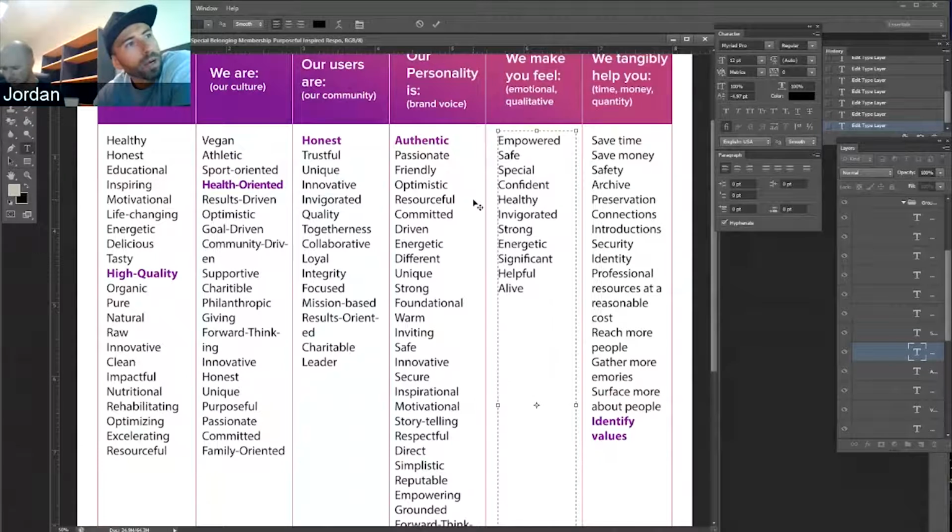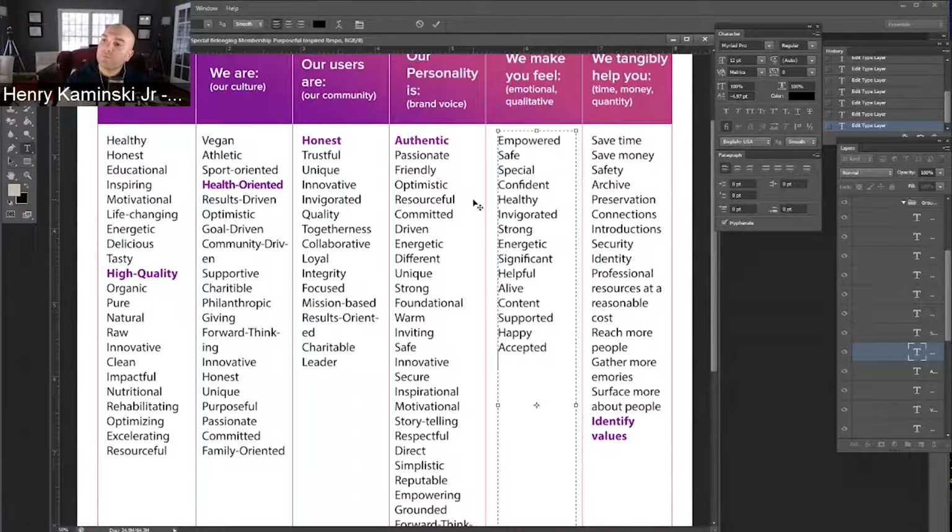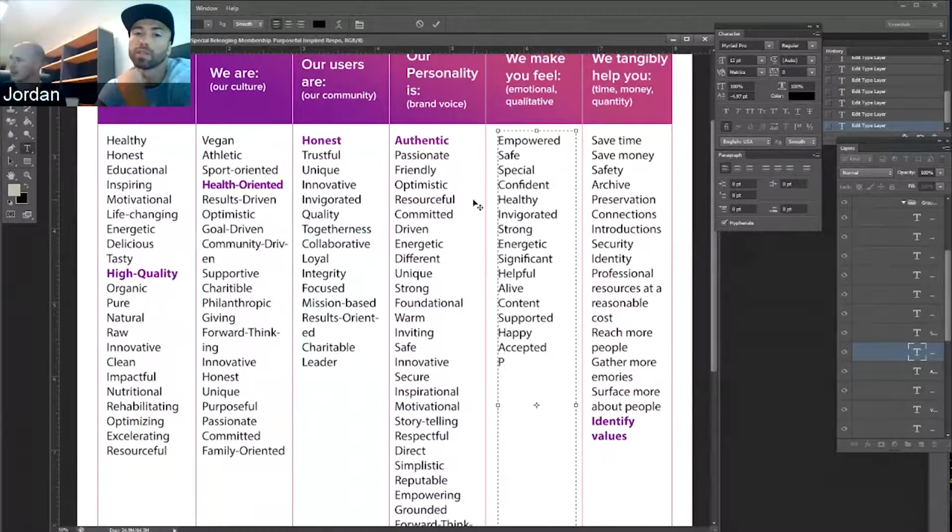What do they feel with us? With our brand, they feel content. Yeah. We make you feel happy, which is probably a big one. Happy, supported, accepted. Huge. Part of something. Part of something bigger.